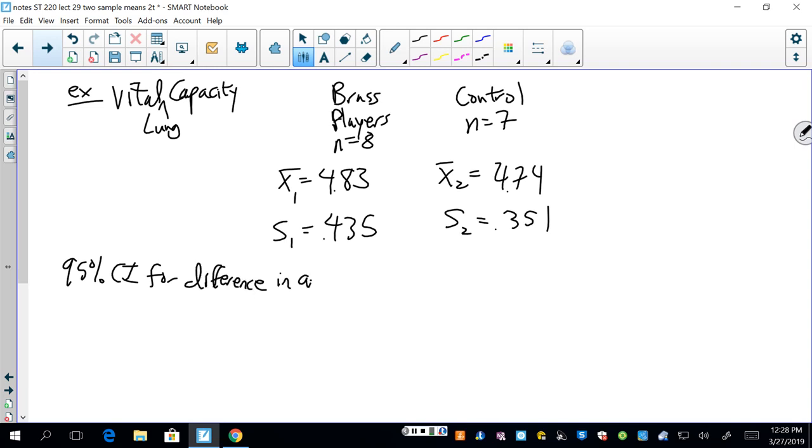In average vital lung capacity. Sometimes this measurement is called FEV, or forced expiratory volume of the air that can come out. And these would be measured in liters, I believe, of air that would fill up.